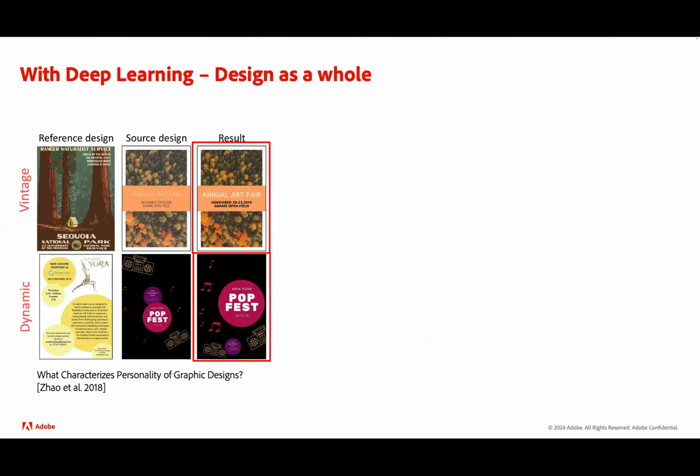So in our work in 2018, we relied on an online dataset and tried to learn the personality of the design. The personality is like whether the design is cute, or whether the design is romantic. With weakly supervised learning, it can recommend elements to enhance the personality of the design. It can also transfer the personality among designs, such as in this case, where it can make the upper one more vintage based on the reference and make the lower one more dynamic.